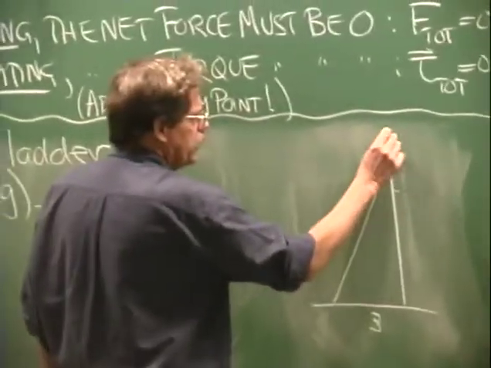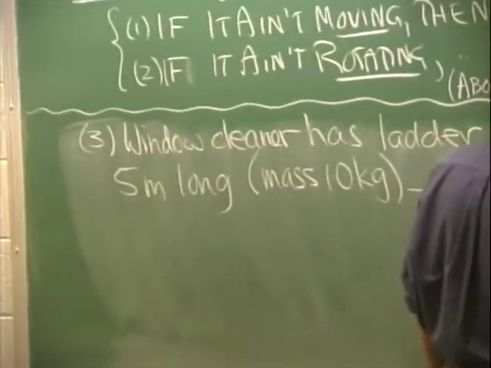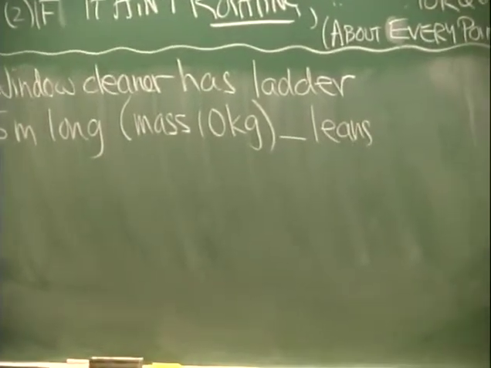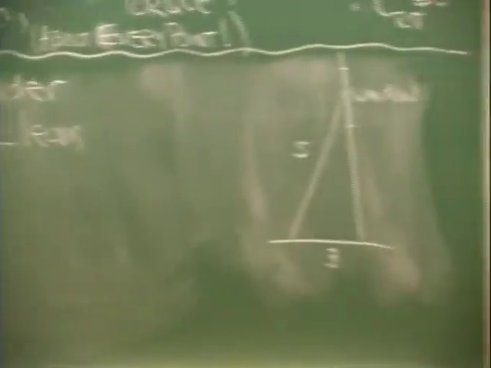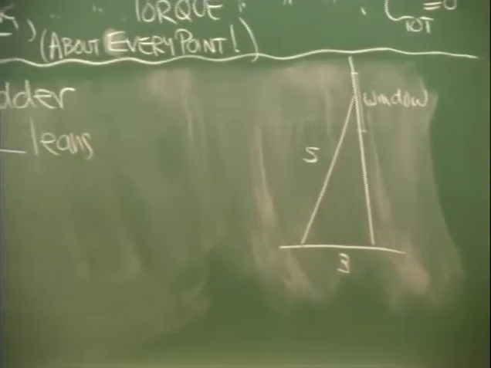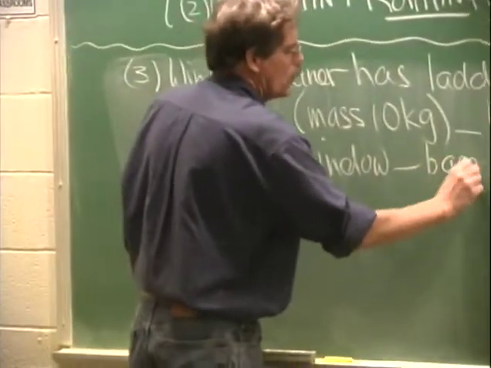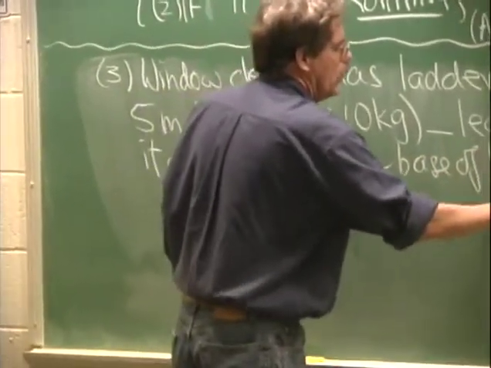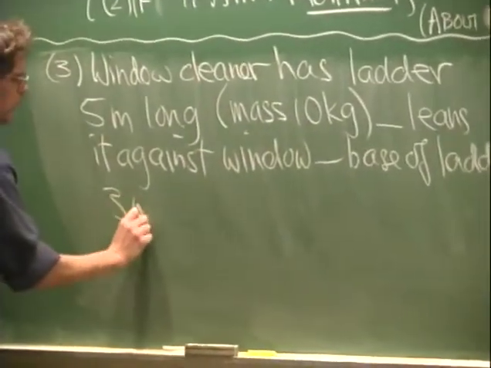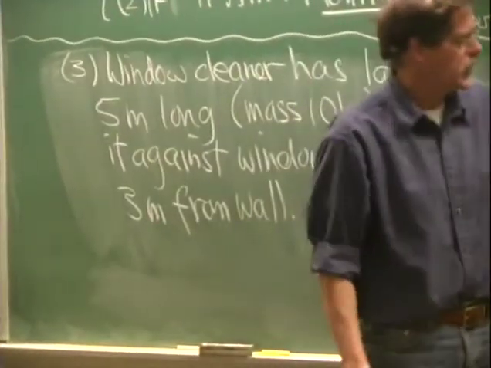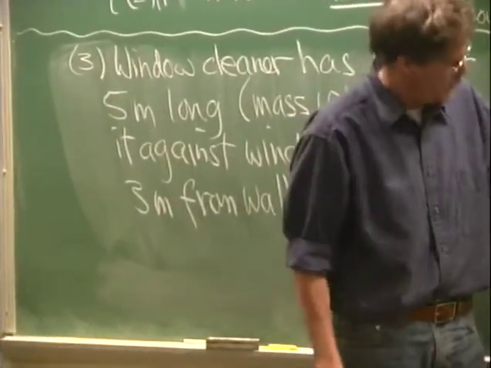And here is the window that he's planning to wash. And as you can see, he's leaned the ladder right against the window. Base of ladder 3 meters from wall. Why is that? Nice number. Well, because then this is a 3, 4, 5 right triangle, and the height of the ladder is 4 meters.